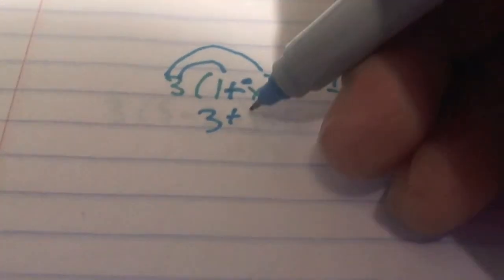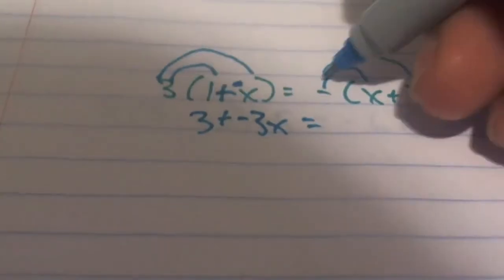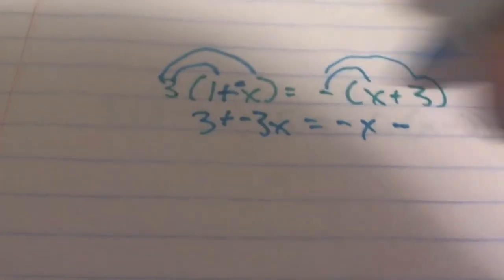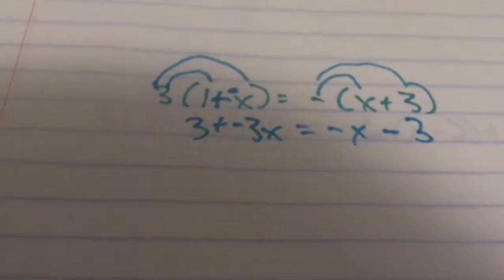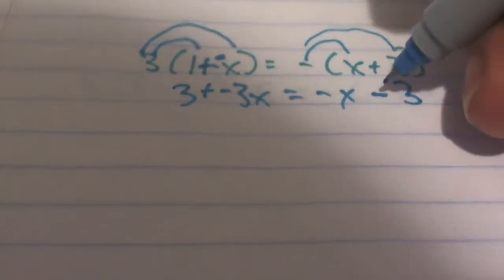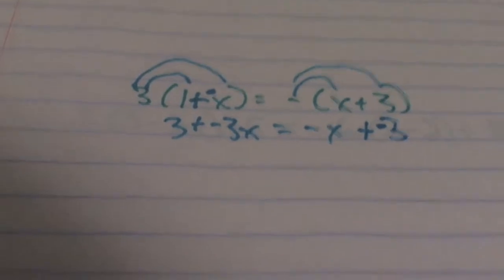So 3 times 1 is 3. Bring the plus sign down. 3 times negative x is negative 3x. That's equal to negative times x is negative x. Make this minus. Negative times 3 is 3. Okay. Well, it's negative 3, but we just write minus 3. But we could also write negative 3. So here, let's write negative 3 to keep everything consistent.